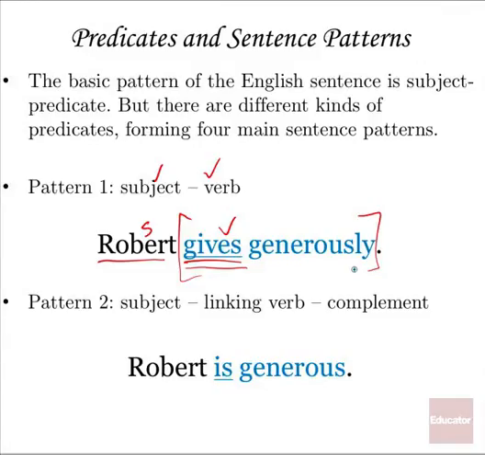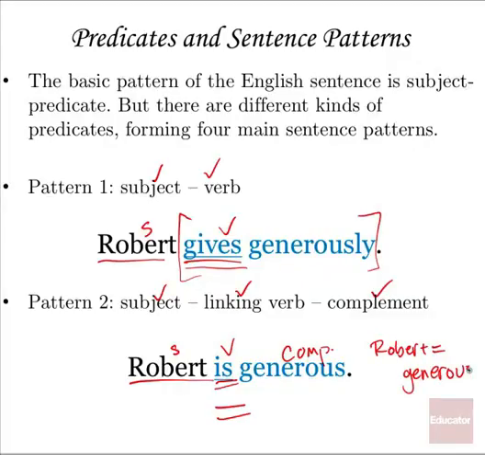Now, you also have subject, linking verb, complement. Robert, our subject, is, our verb, generous, complement. Now remember, linking verbs are any verb you can replace with an equal sign. So you could just as easily say Robert equals generous. This is another very common pattern for an English sentence.